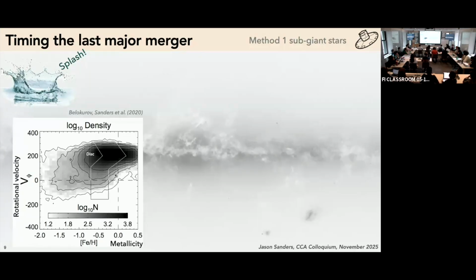But then we get this slightly odd, peculiar population of stars that are more metal-rich, but also non-rotating. And these stars have been interpreted as being splashed by the merger event, essentially thrown out of the disk during the merger. And then if we look at the youngest stars that are part of this splashed population, this will give us a time at which the merger event potentially occurred.